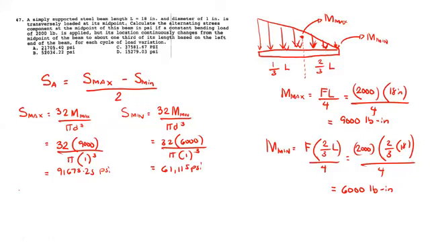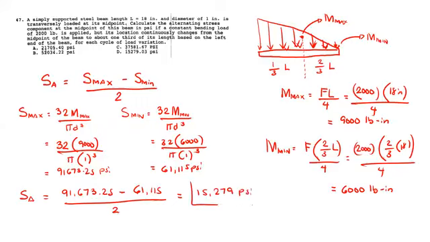Then, makuha natin. So, alternating stress is equals to maximum stress, 91,673.25 minus minimum, 61,115 divided by 2. So, equals 15,279 PSI. So, ganyan lang siya para makuha si alternating stress.